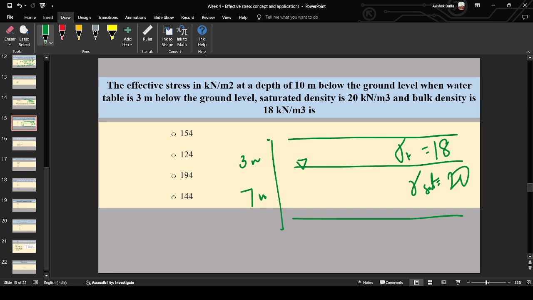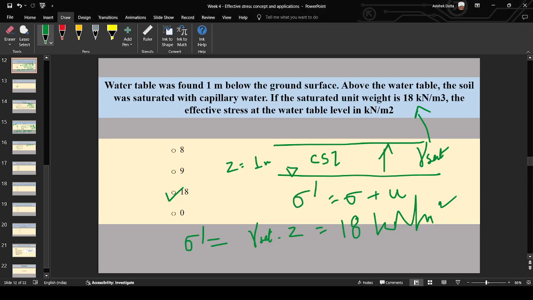Okay, u is negative. So effective stress is greater than the total stress. That is the reason in this sum I have used gamma sat for effective stress. If it was total stress, then I would have used it in this sum. Can you see in the previous sum? Yes, in this sum I have used gamma sat in effective stress.